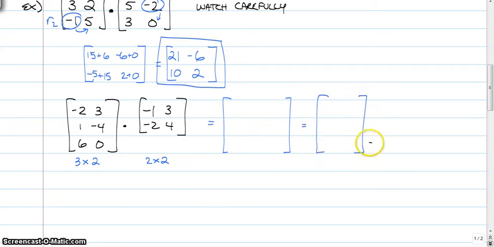I'm just going to set up a little bit of space here. Here we go. Step 1. We're going to do row 1 with column 1. Jump over, jump down. -2 times -1 is 2, plus jump over, jump down. 3 times -2 is -6. So that's going to give us a -4 in row 1, column 1. We are done with the first step. As you can see, you're going to have 5 more steps here.